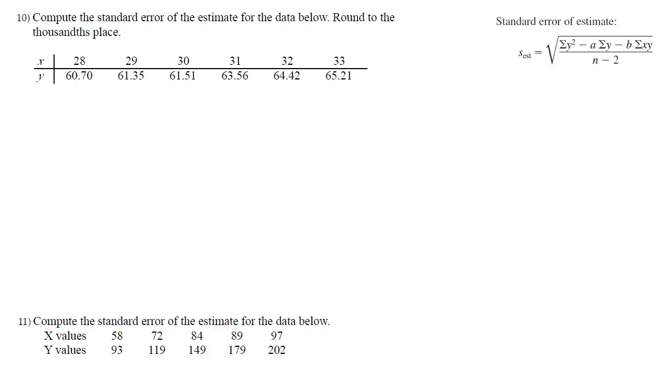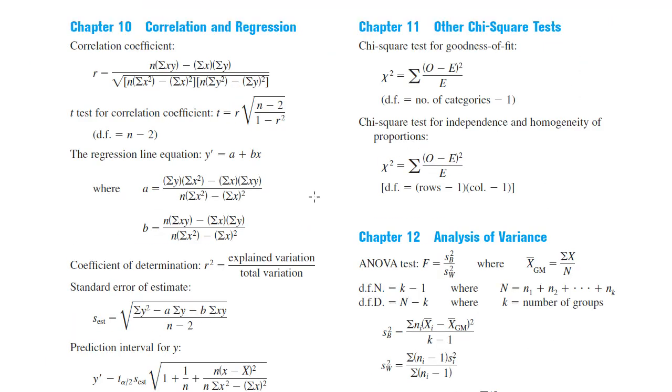Okay. So, you see in the formula we need the sum of the y squareds, we need the sum of the y values, we need the sum of the xy's, we need a, and we need b. We need all of that info from linear regression, right? A and b. And you remember the formulas for a and b.